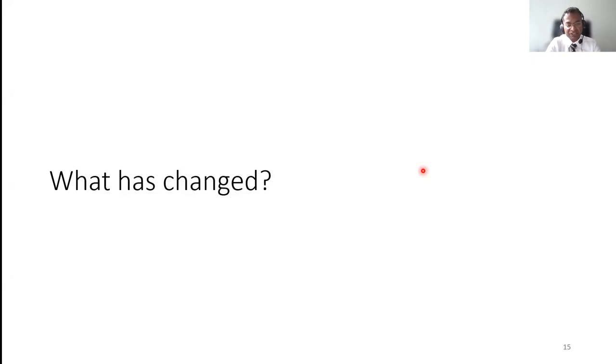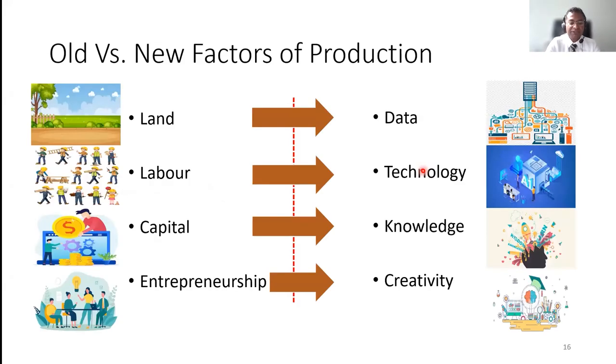So why has this happened? One is the economic model has changed completely. We had previously land, labor, capital, and entrepreneurship as factors of production, and they are being replaced by data, technology, knowledge, and creativity now. So you don't need land to build a business on now. You can do it on data. You don't need labor to function that business. You can employ technology.